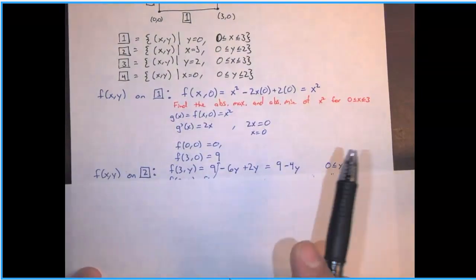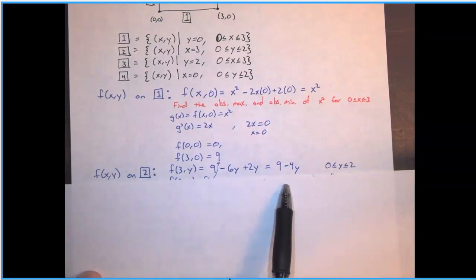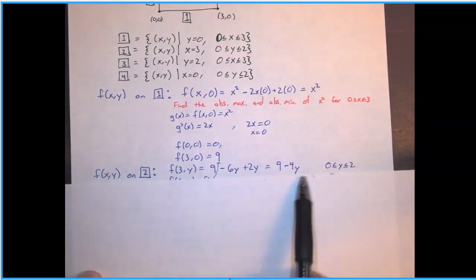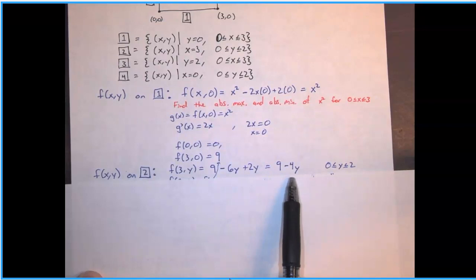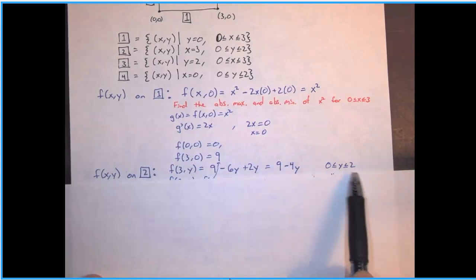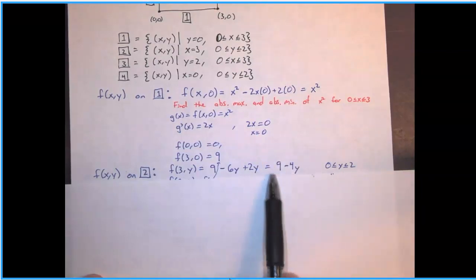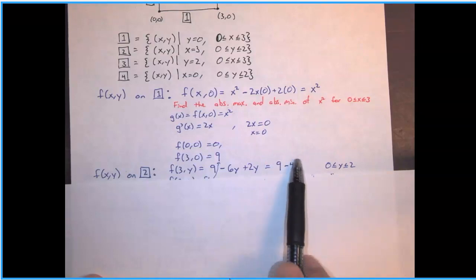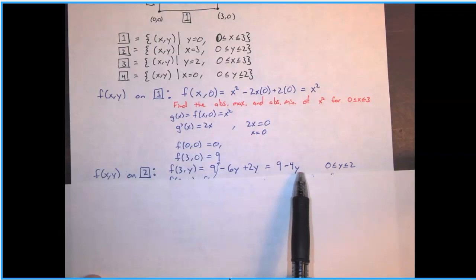Now, if I take the derivative, I'm going to do the same thing I did before, try to find critical points. If I take the derivative, this is just negative 4. That's never going to be equal to 0. So I have no critical points inside this interval. I only need to check the endpoints. That's going to be true whenever you have a line. The derivative of a line is never going to be 0 unless the slope is 0, right?